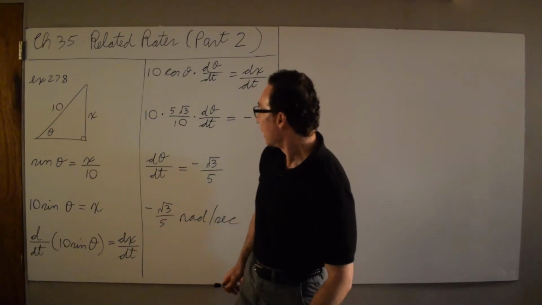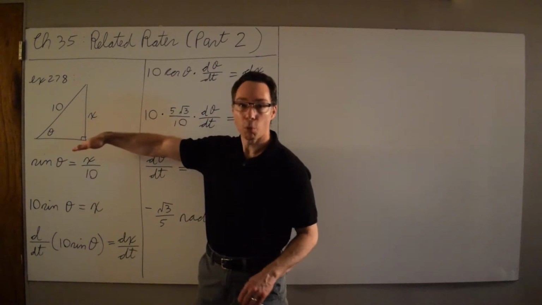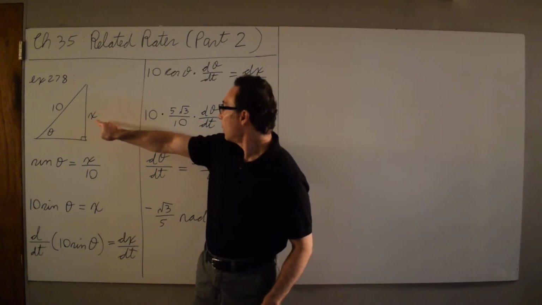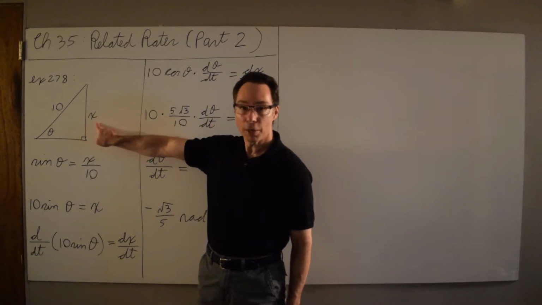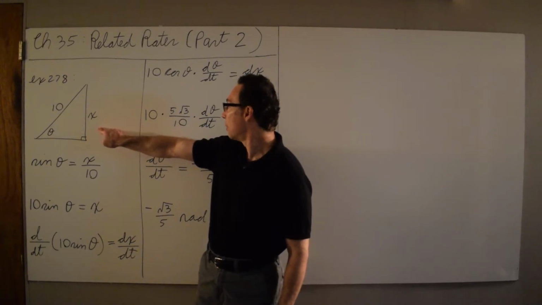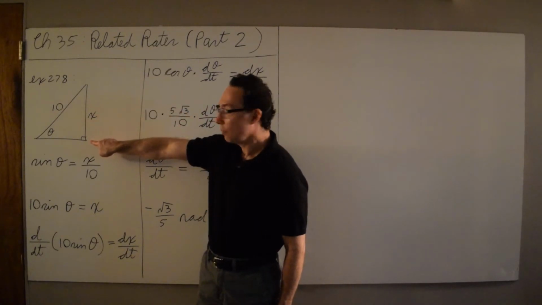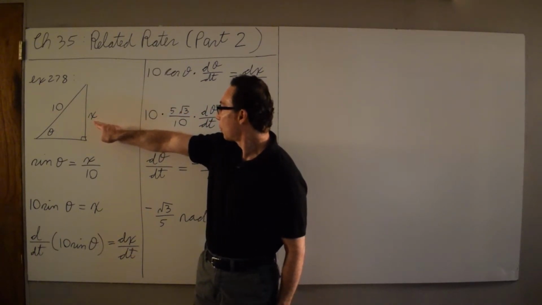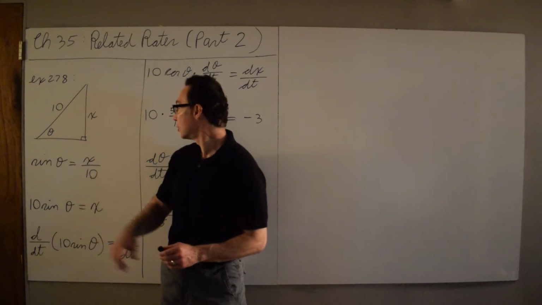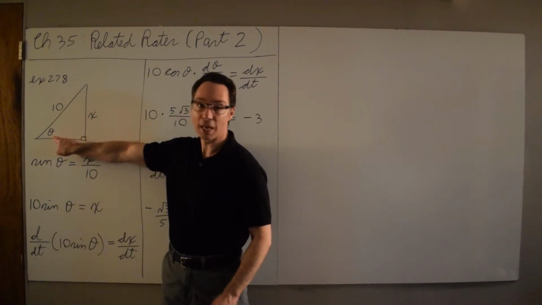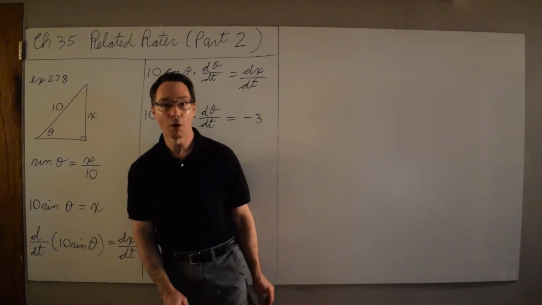Now, again, when you can, draw a picture, and you want a well-labeled picture. You want to label the parts of your picture that you're either given information about or asked information about. We're given information about the length of this side, so we label that with a variable. We're asked about theta, this angle, so we label it theta, and we're told that the ladder is 10 feet long.